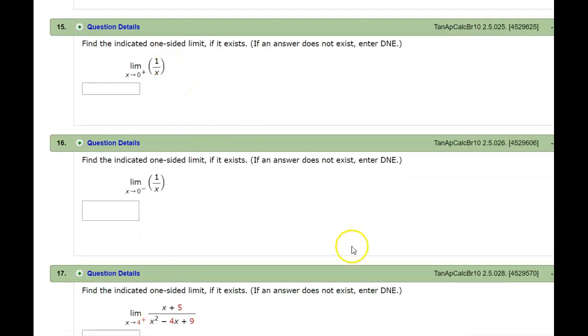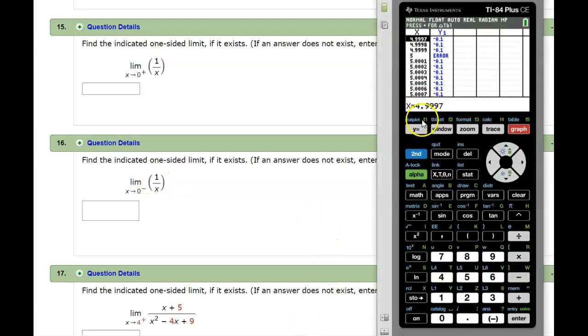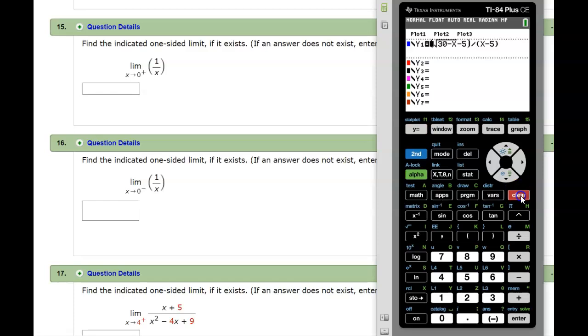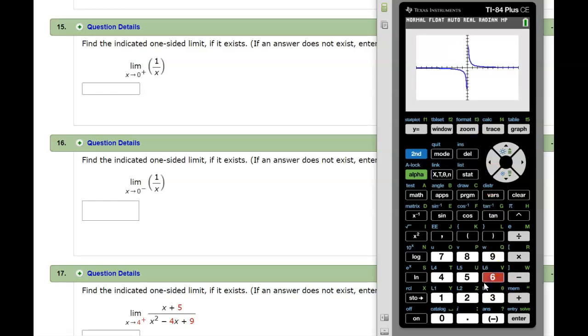For the next couple of problems, they're asking the same 1 over x, but they're asking for the limits from the left and the right. The right one first and then the left one. So let's put this on a calculator. Going to y equals, I'm going to put in 1 divided by x. I'm going to do a Zoom 6 because I'm not sure where I was the last time. And I look at my limit, it looks like this.